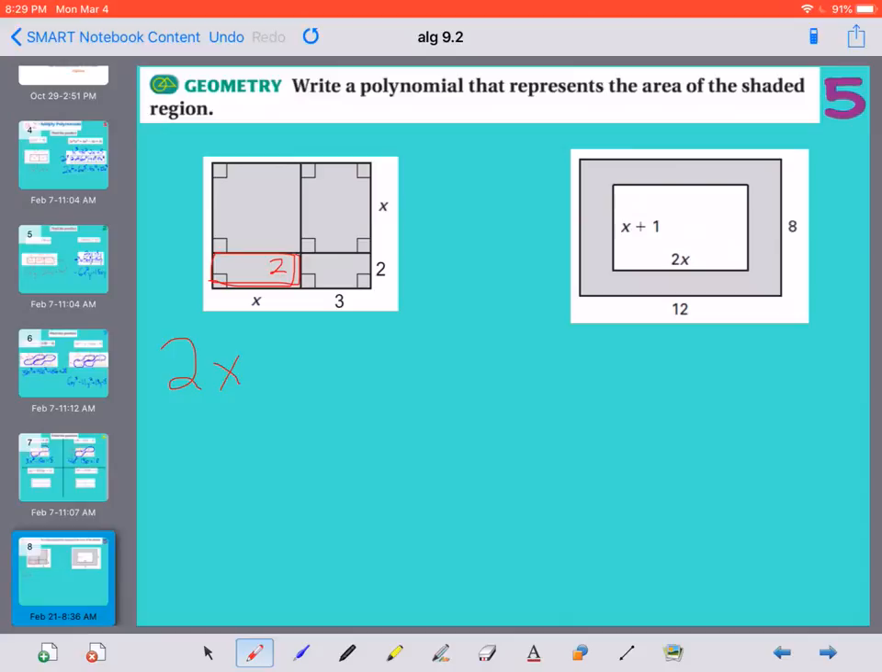Then I'm going to have 3 times 2, which is going to be 6. We're going to add that to there. Then 3 times x is going to give me 3x. And finally, this one is going to be x times x, which is going to give me x squared. So we're going to have x squared, because that doesn't have anything to combine with. 2x plus 3x gives me plus 5x. And then we just have a 6 to go with it.